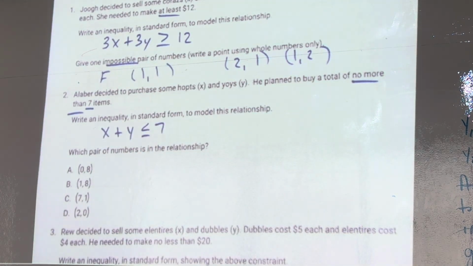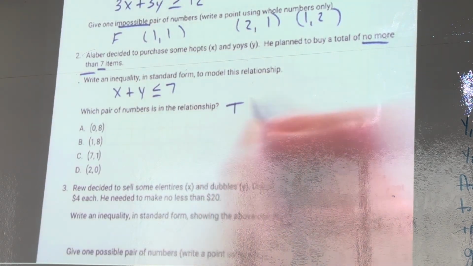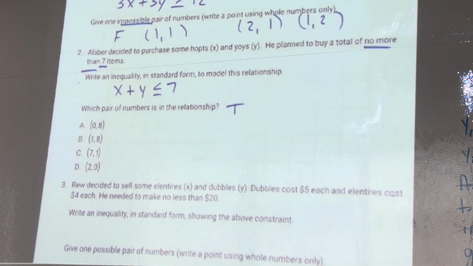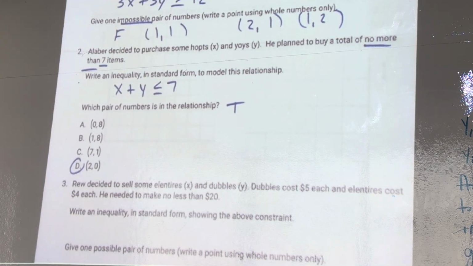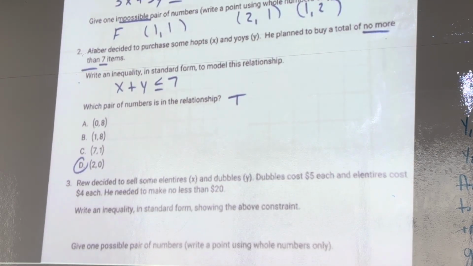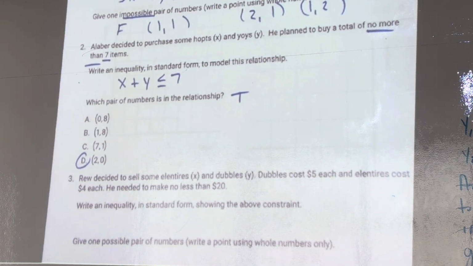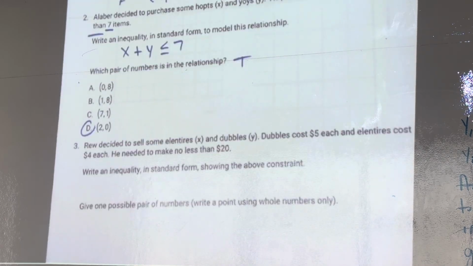Very good. So which pair of numbers is in the relationship? So that's true. So which two will make that statement true? So what is 7 plus 1? It's 8. Sorry. D. D for dog. Very good. 2 plus 0 is 2. 2 is definitely less than 7. Okay, sorry, guys. So we're putting those numbers in for x and y.